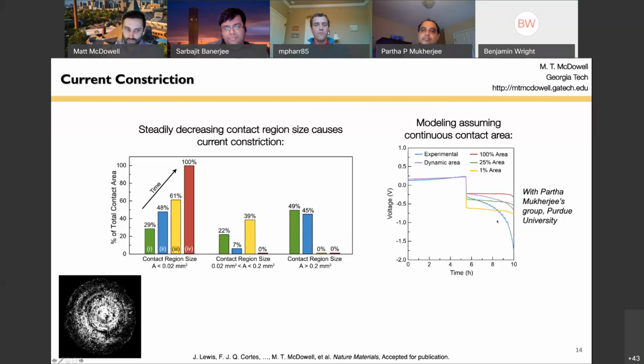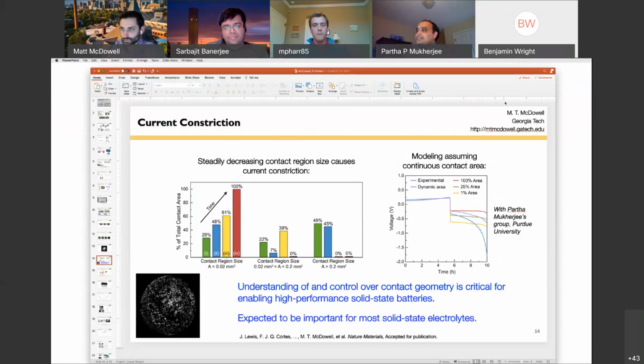And that's because we think we don't have a continuous area. In fact, we have isolated contact spots. So that is what that was referring to. Maybe I hope I did that right, Partha. Is that correct? Yes, very good.